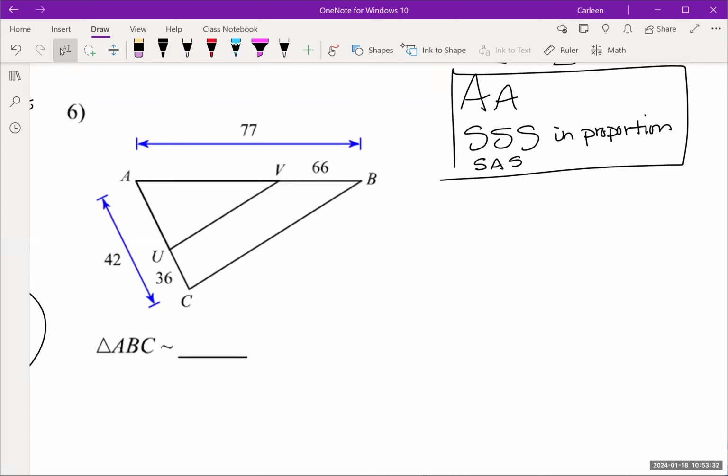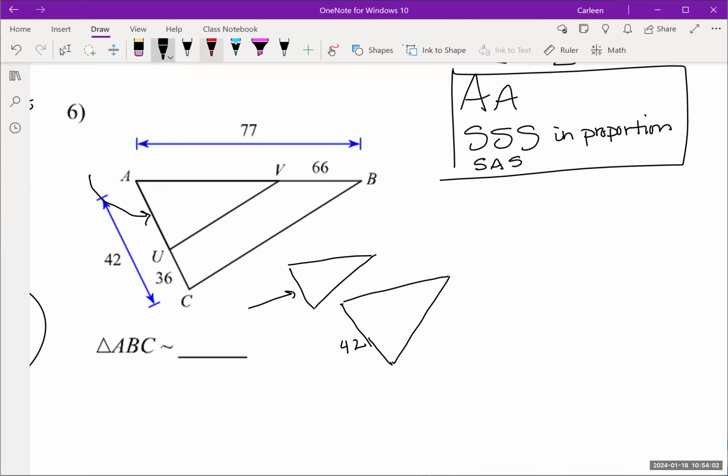Okay, you ready? This is a hard one. First of all, they are overlapping, so I am going to separate. So this is 42, this is 36. No, this is not 36. How much is this right here? How are we going to get the measure for this right here? It's not 36.